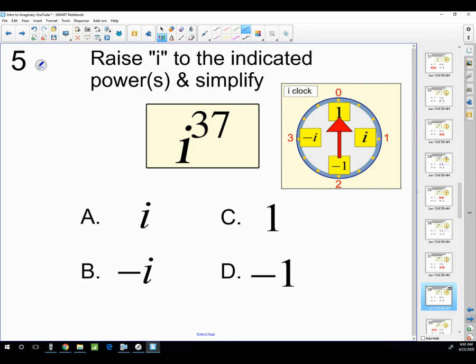Number 5, counting to 37. Let's say you don't get close enough to 37. It doesn't matter. You just count to 37: 32, 33, 34, 35, 36, 37. You just go an extra loop. And so i to the 37 equals i to the 1 equals i. And the answer is A.